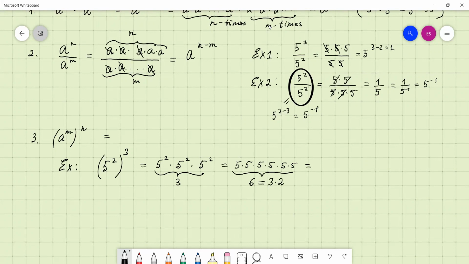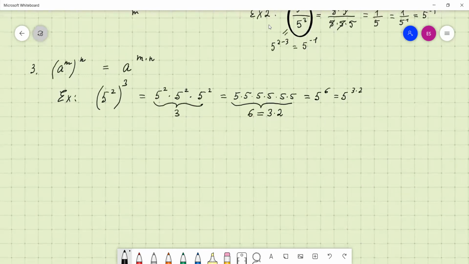So we are going to have 5 to the power of 6, which is 5 to the power of 3 by 2 or 2 by 3. So the rule is that when you raise a power to a power, you actually multiply the powers like this. And it doesn't matter whether you multiply n by m or m by n. You can put them in any order. We remember that multiplication is commutative.